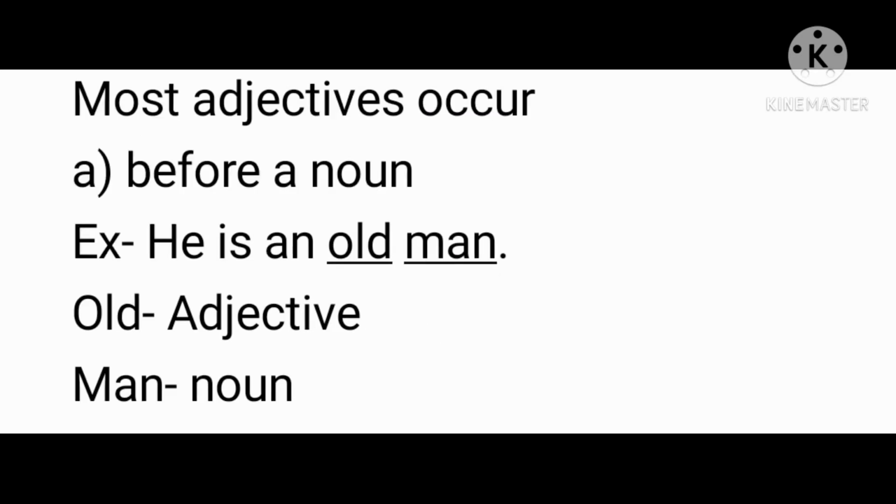Most adjectives occur in two ways, and the first one is before a noun. Adjectives come before a noun. They sit before a noun. Like in this example, he is an old man. I have underlined the word old and the word man. Here, the word old is describing the noun, which is man, right? So old is the adjective and man is the noun. And what is happening here? The adjective is before the noun. It's occurring before the noun.